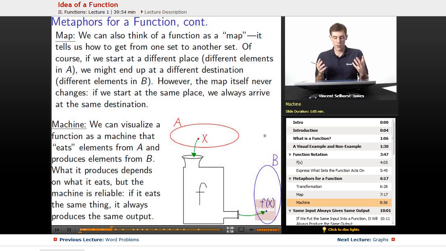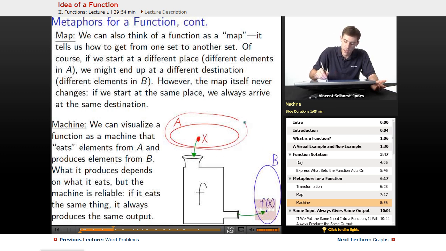Finally, one last way to visualize it is the idea of a machine. We can visualize a function as a machine that eats elements from A and it produces elements from B. What it produces depends on what it eats, but the machine is reliable. If it eats the same thing, it always produces the same output. So for example, if we've got x right here, and we shove it into our machine, f, it goes into the machine, then the machine works on it, crunches it, crunches it, crunches it, and it spits out f of x. So we're going from the set A to the set B.